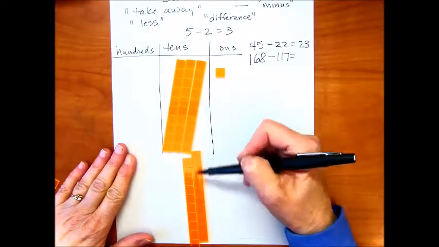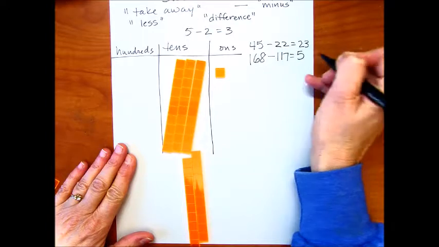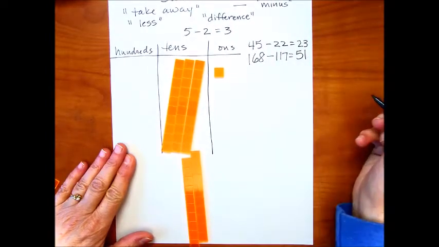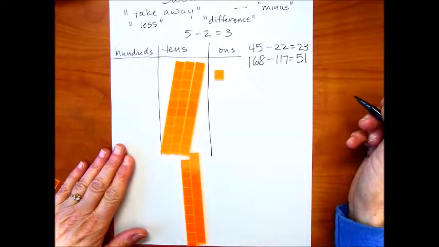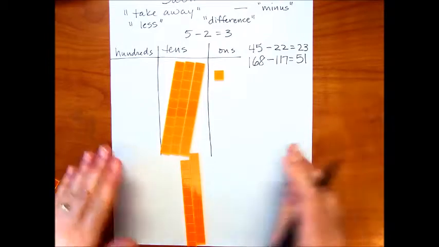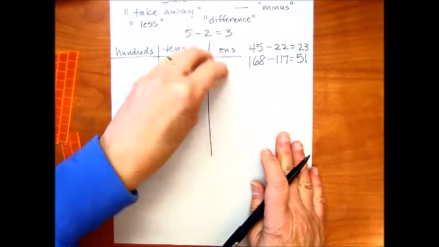Here I have 5 tens and 1 one. So my answer is 51. That's what subtraction is all about. We're looking for the difference. Now I want to show you how to borrow with subtraction.